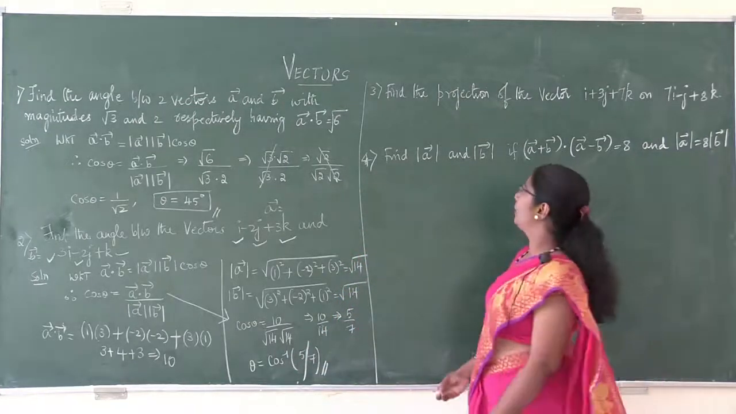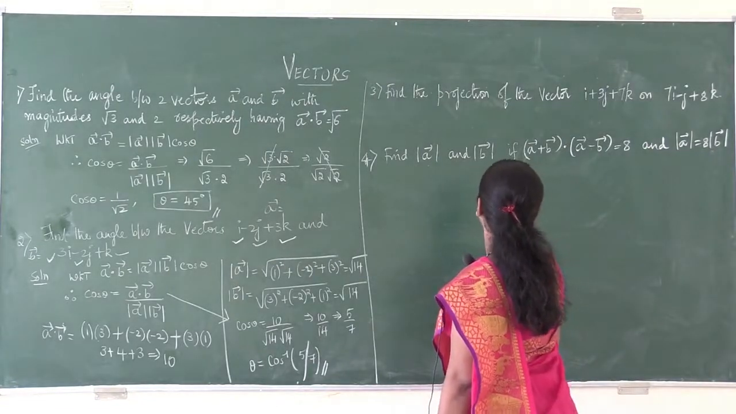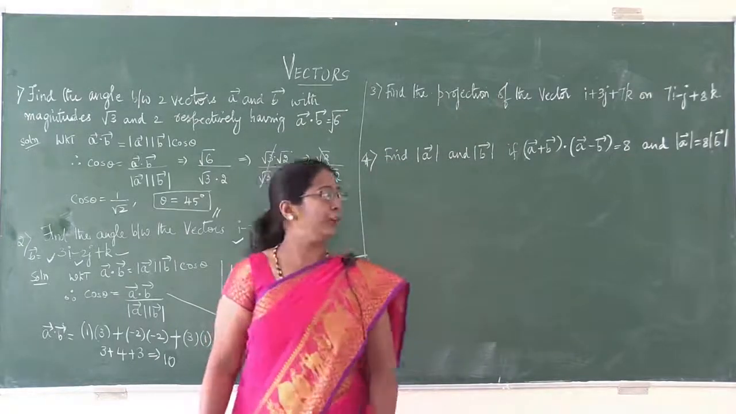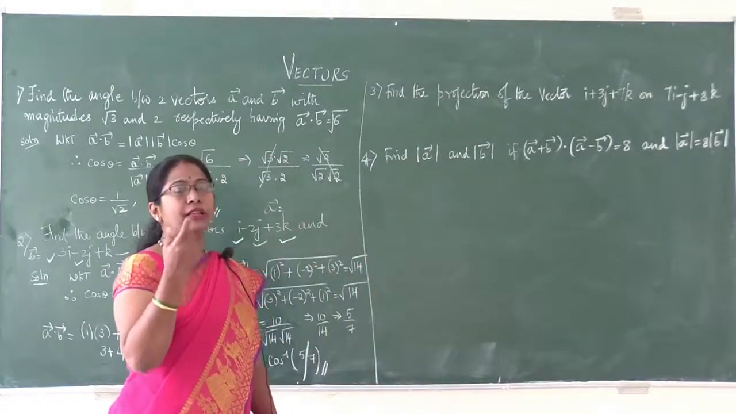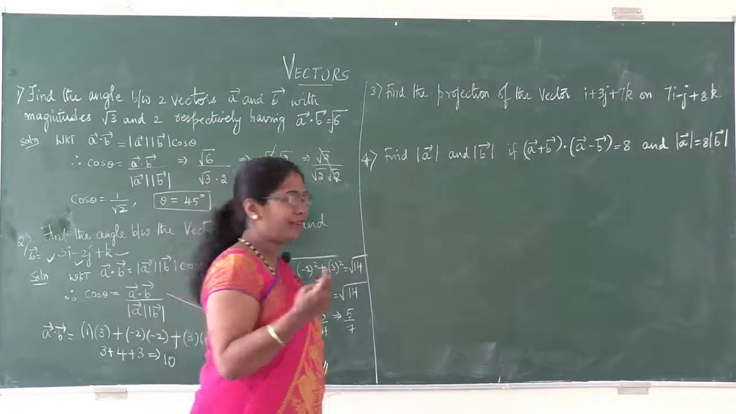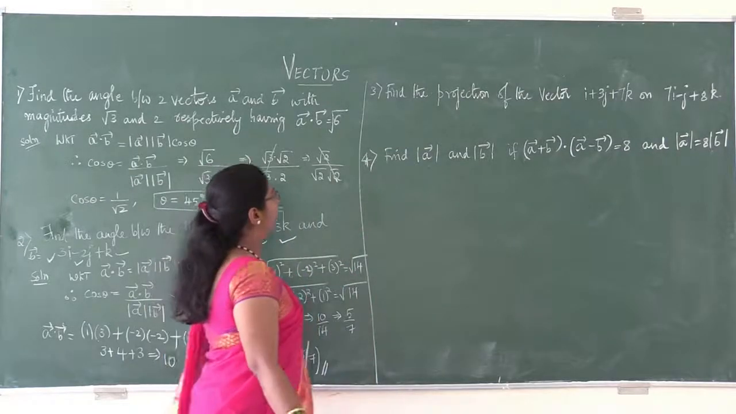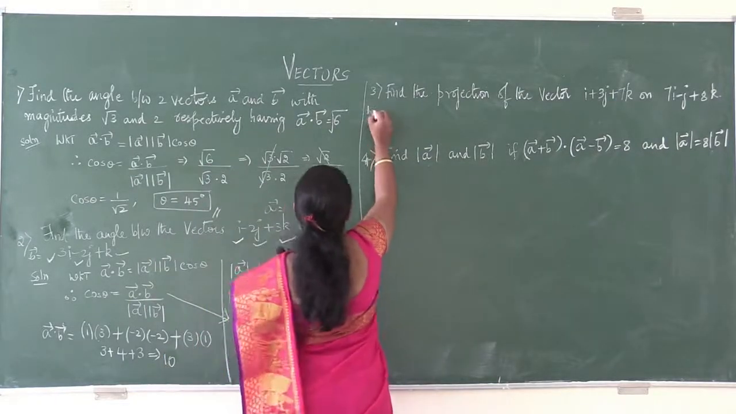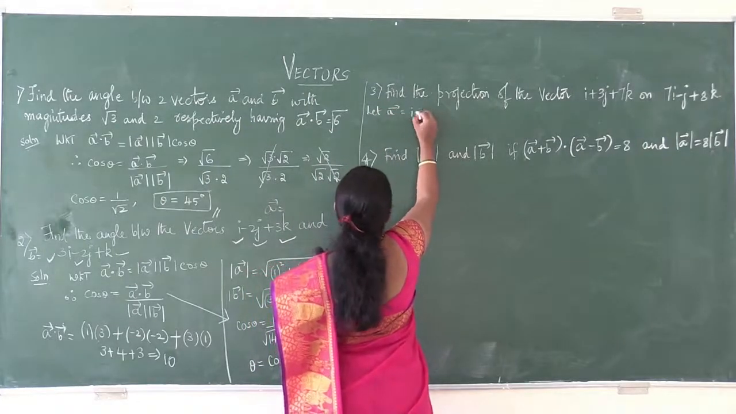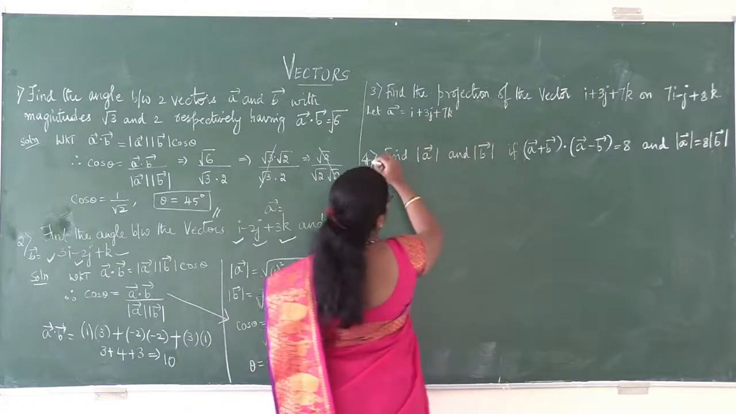Moving on to the next problem: find the projection of vector i plus 3j plus 7k on 7i minus j plus 8k. Call the first vector as vector A and the second vector as vector B. Let vector A equal i plus 3j plus 7k.